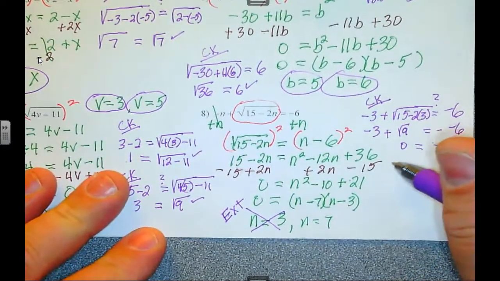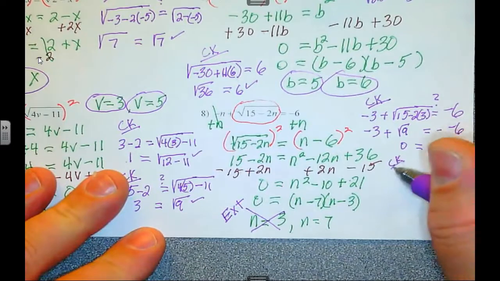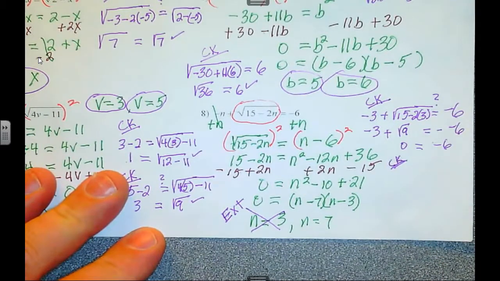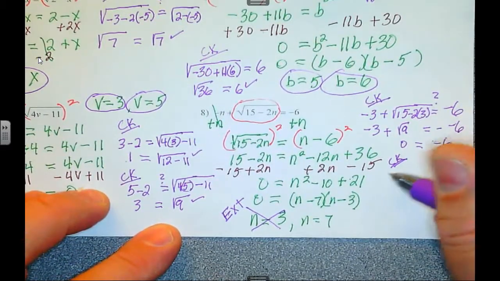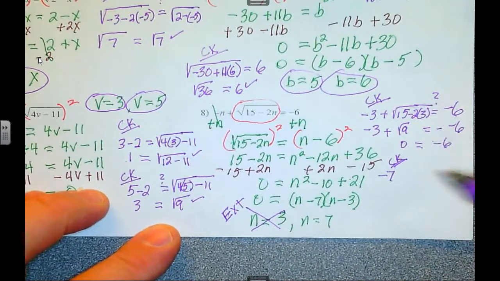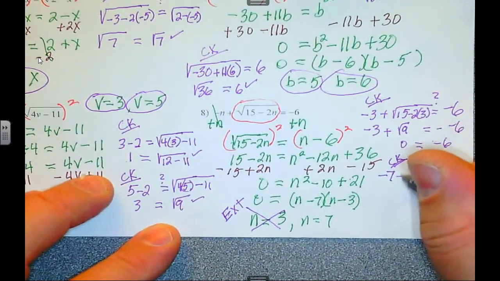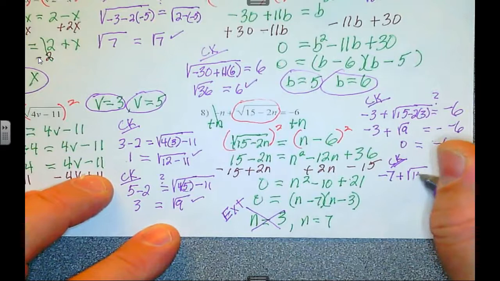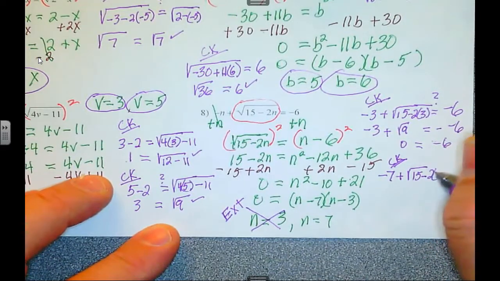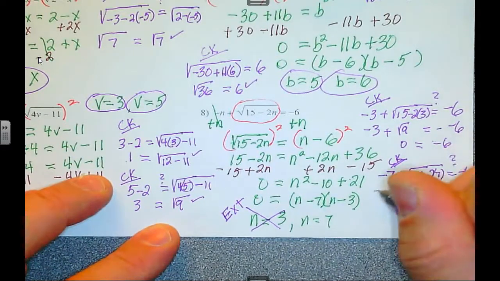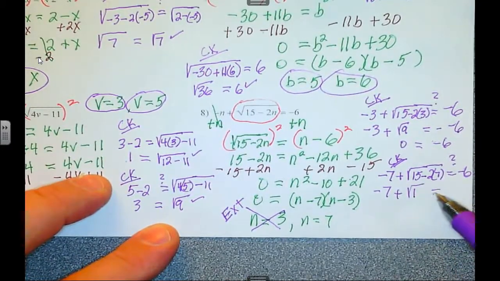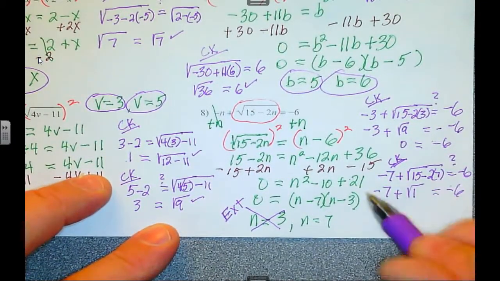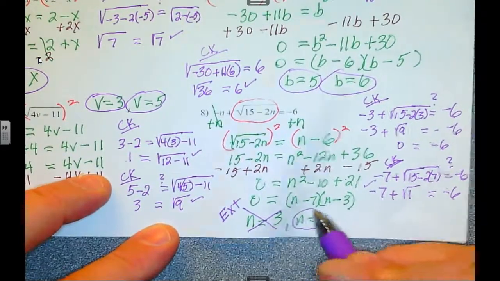Now we have to check 7. Why don't you actually write out check? I'll mark it wrong. Negative 7 plus the square root of 15 minus 2 times 7, does that equal negative 6? Negative 7 plus the square root of 1, does that equal it? Yes, it does. Check. So this one works.